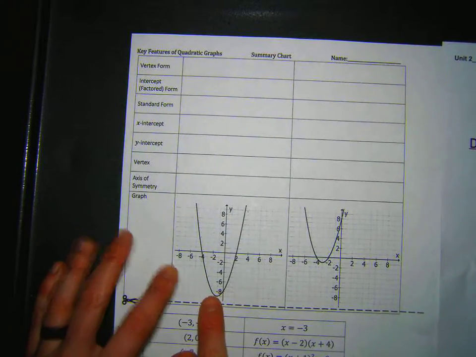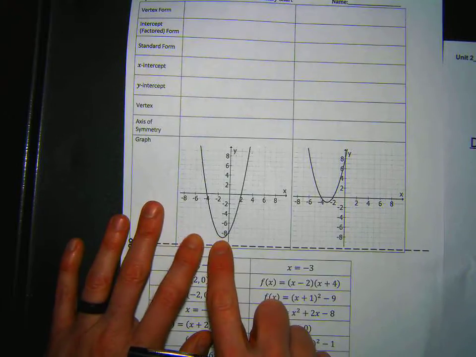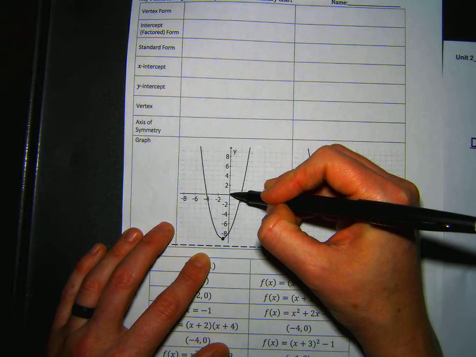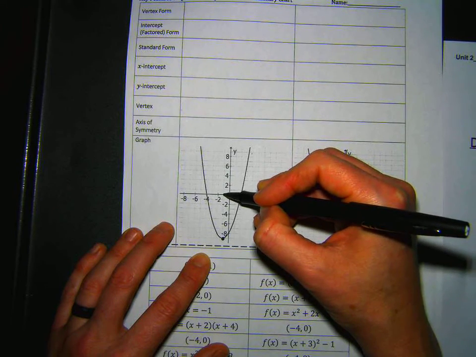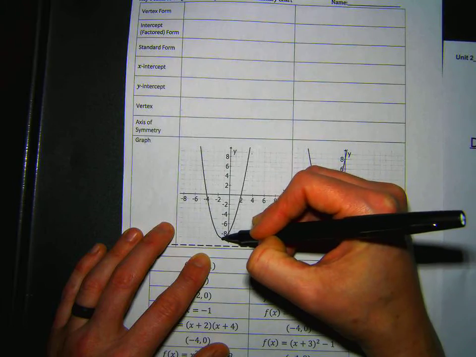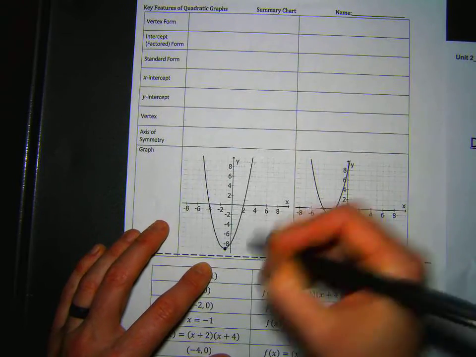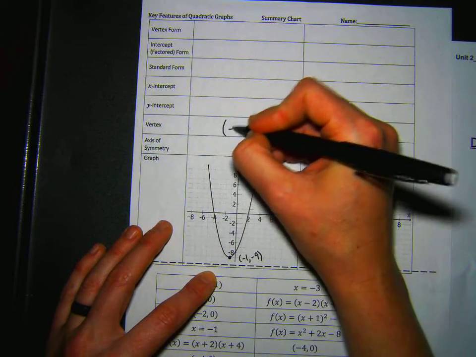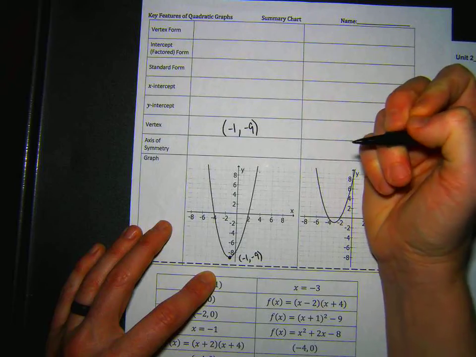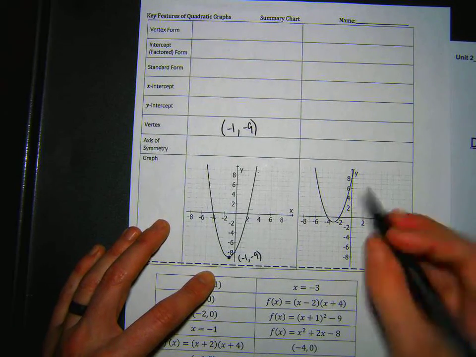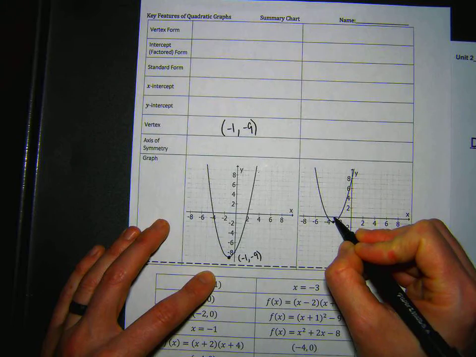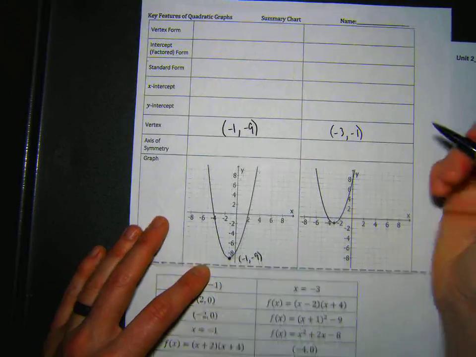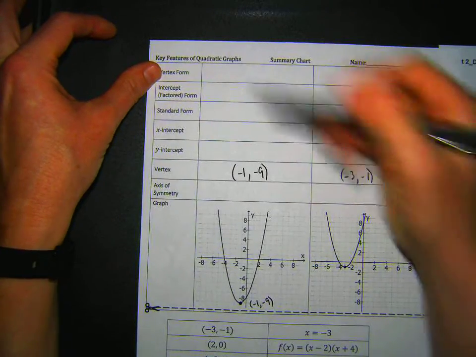The first thing to do would be to look for the vertex, because I can easily see the vertex in this graph. The vertex is this point right here, where it turns around. This point, if I start at the origin, I go left 1, so that's -1, and down 9, so that's -9. So the coordinate is -1, -9. So I'm going to write that right here in this vertex box, -1, -9. And I can do the same thing for the left side as well. The coordinate of this is -3, -1.